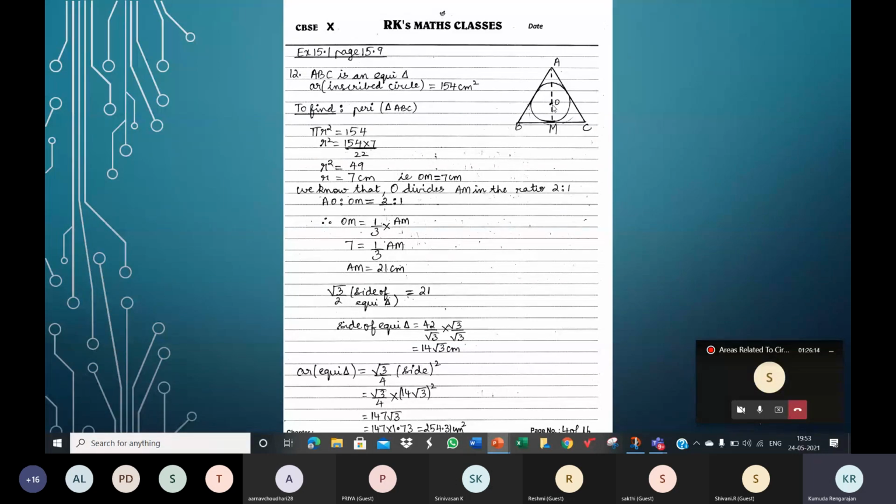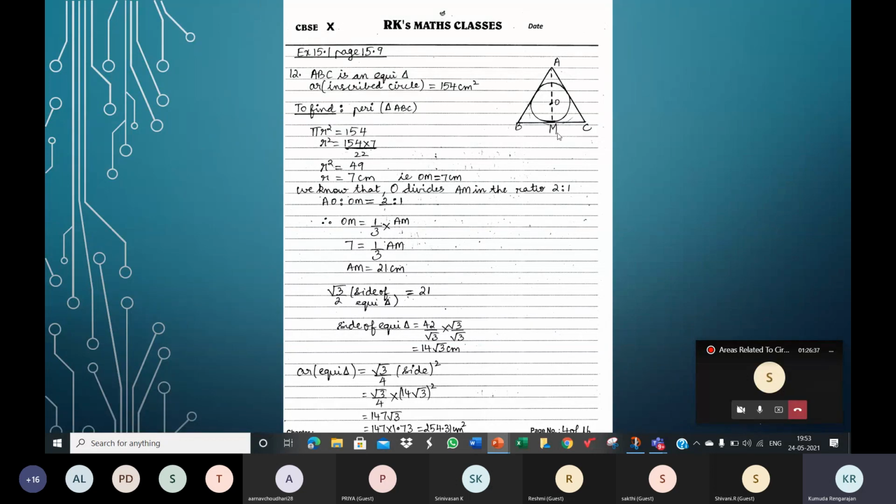And the centroid lies on the median. The centroid lies on every median, and the centroid divides the median in the ratio 2:1. Since O can be looked at as anything, the center of the circle, it's the centroid, it's everything.